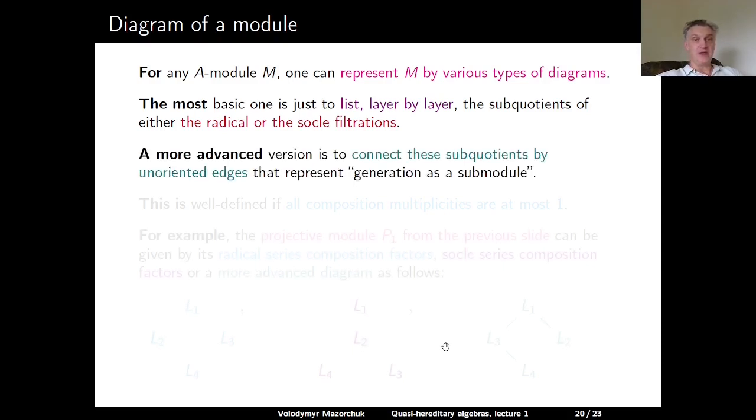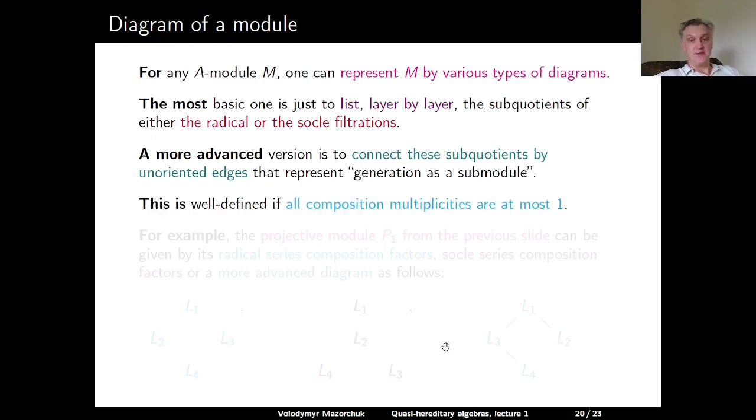A more advanced version would be to list those subquotients and then add the unoriented edges between them, which represent the relation of being generated as a submodule. So if we have a submodule which contains one of those simple subquotients, then all other subquotients which must be in that submodule should be indicated by drawing these unoriented edges.